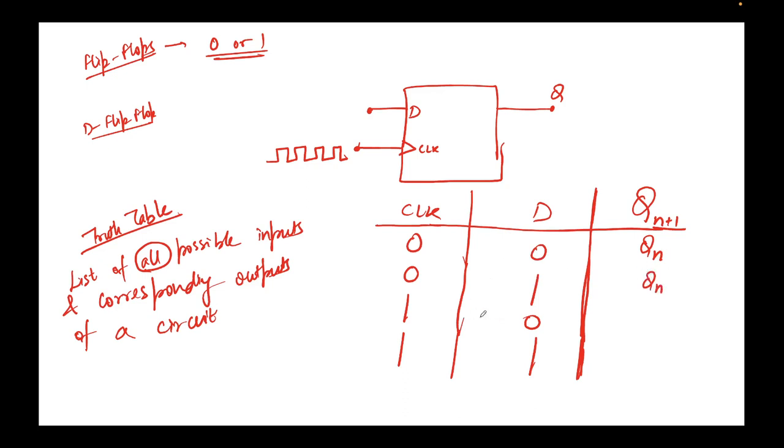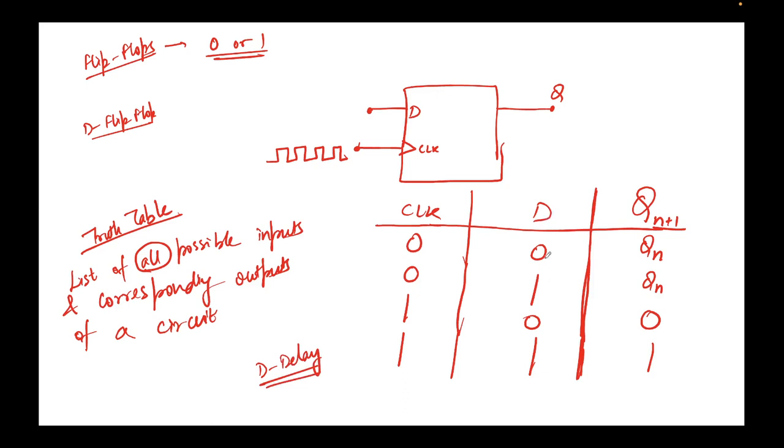What will happen when the clock is on? This means the D flip-flop can now work. So if the input is 0, the output will also be 0. Since the clock is on here, if the input is 1, the output is 1. Do you know what D stands for? Can you tell me what this word D stands for? D stands for delay.